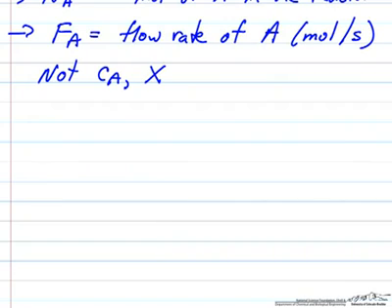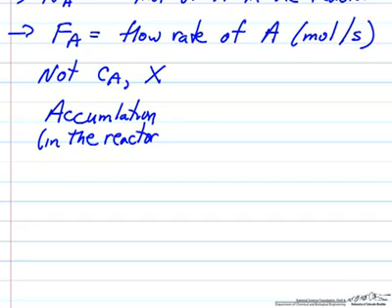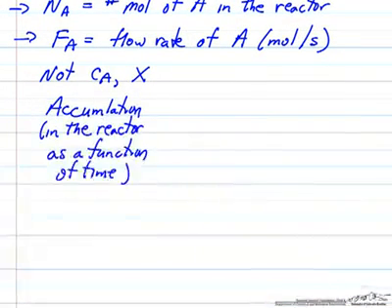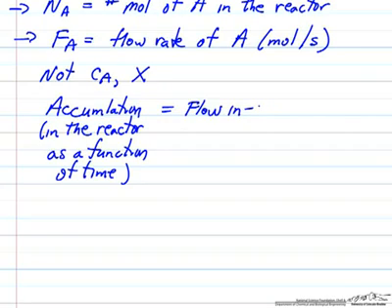So the mass balance is the same form that you've seen before. The accumulation, this is in the reactor, means as a function of time. This accumulation is due to the fact that we have flow in, flow out, and reaction. Remember, we're making the balance on an individual component, so reaction can increase the number of moles, or decrease the number of moles.